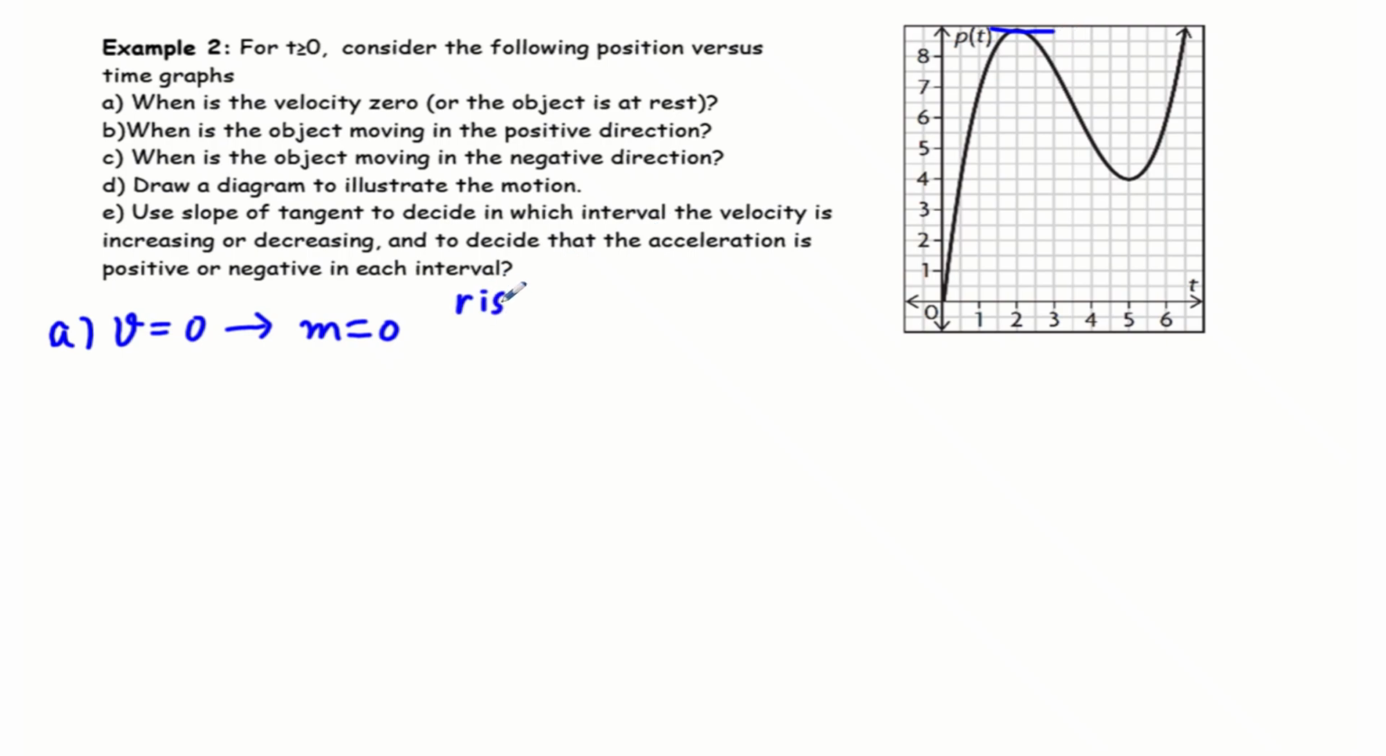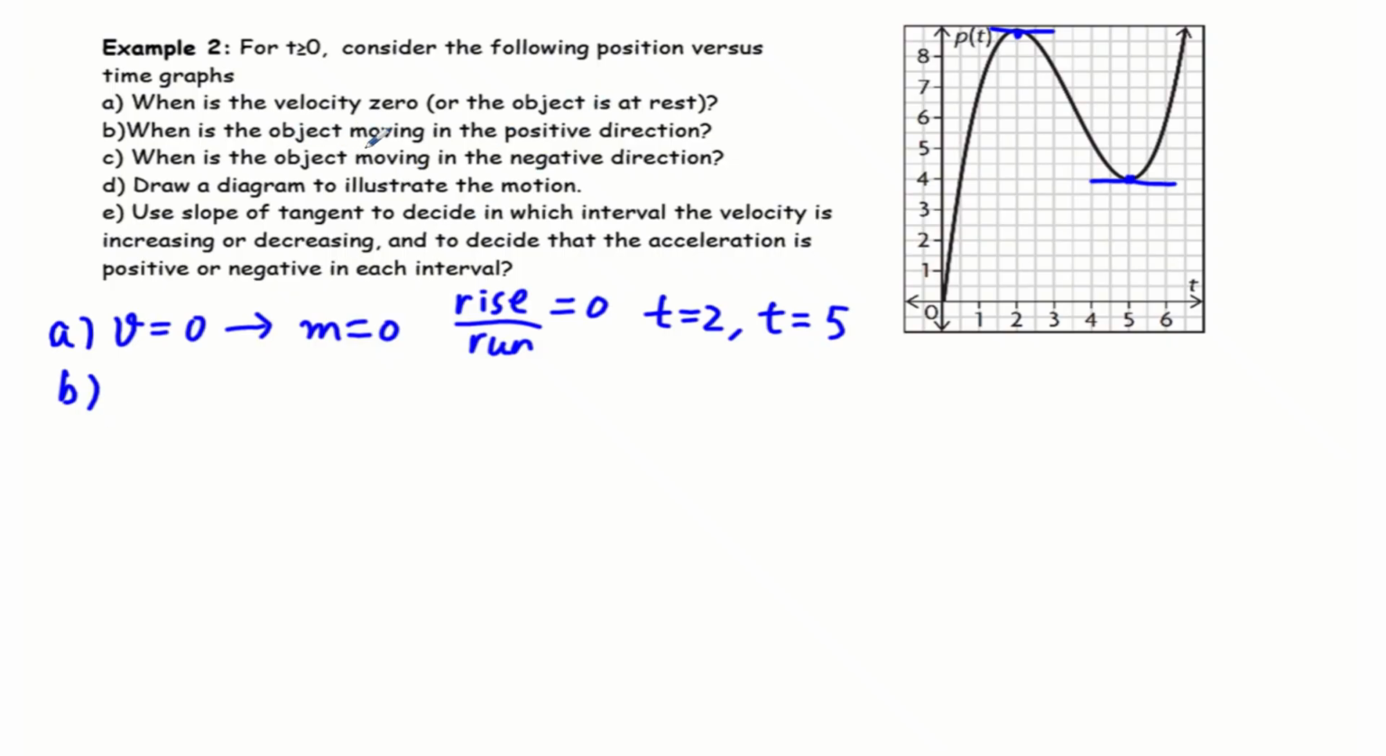It's rise over run. So rise is 0, then you will have the slope equal 0. So no up or down is 0. This one, we draw the tangent. At this point, the slope is 0. So we have to read it from the graph. This is t equals 2. Another one is t equals 5. So this is how you find where the slope, where the velocity is 0, at rest. It stays still at that moment.